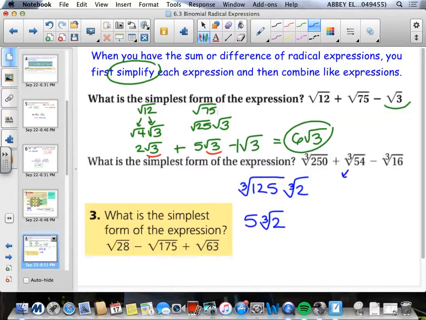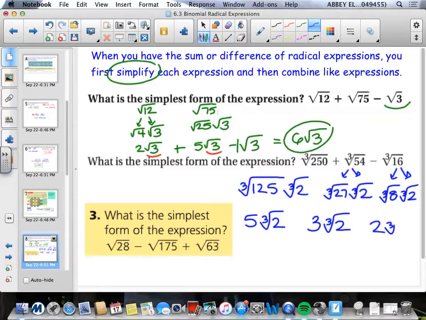Let's break down the cube root of 54. We saw this yesterday in class. The perfect cube factor that goes into 54 is 27, and I still have my cube root of 2. The cube root of 27 is 3, so I have 3 cube roots of 2. And on my last term here, the perfect cube factor that goes into 16, we can look at our list. That should be 8, and I'm left with the cube root of 2. The cube root of 8 is 2, so I have 2 cube roots of 2.